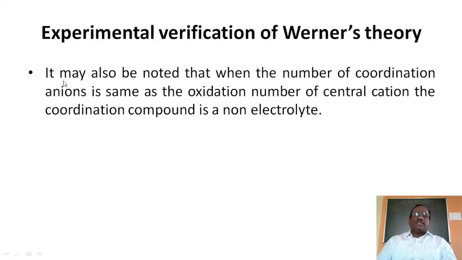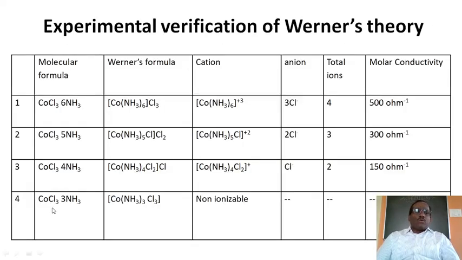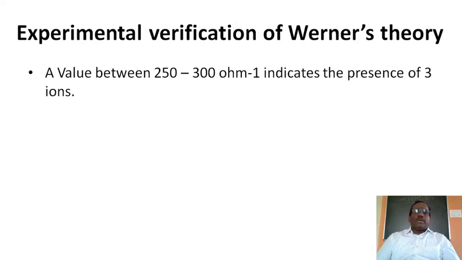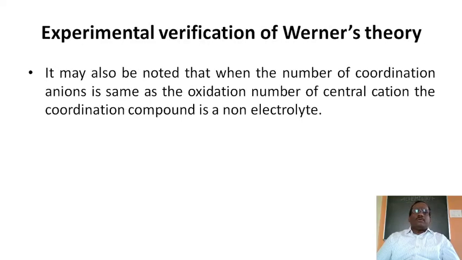In the last example, it may be noted that when the number of coordinated anions is the same as the oxidation number of the central cation, the coordination compound is a non-electrolyte. Here cobalt exhibits +3 and has 3 anions. Hence, this gives a non-electrolyte. This was experimentally proved by Werner, and is one of the important milestones in explaining coordination compounds. Hence, all this is about Werner's coordination theory.